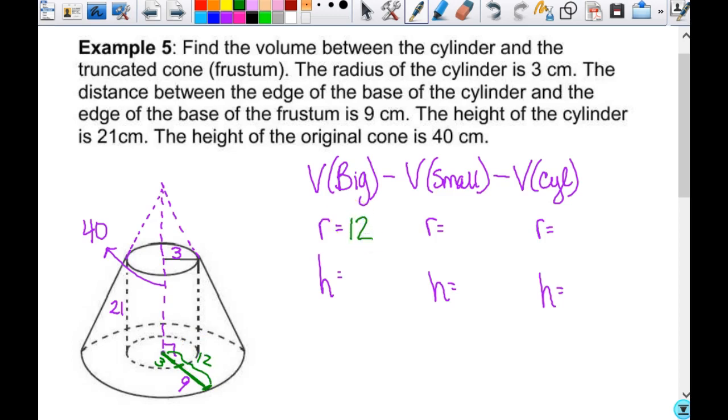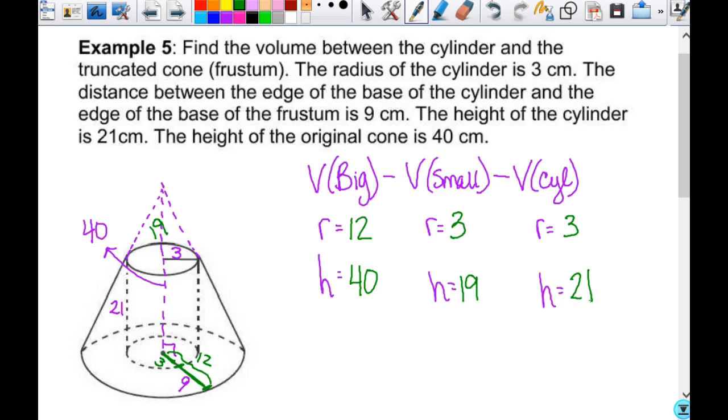All right, so then what's the height of the big cone? 40. Good, because it gave me that. And then small cone, what's the radius? 3. What's the height? You need to find it. How are we going to find it? Good. 40 minus 21, and that gives me 19. And cylinder, what's the radius? 3. Height is 21. Okay? And that's all that's required for those formulas. So then it'd be a piece of cake to put everything together. I just don't think we need to do it.